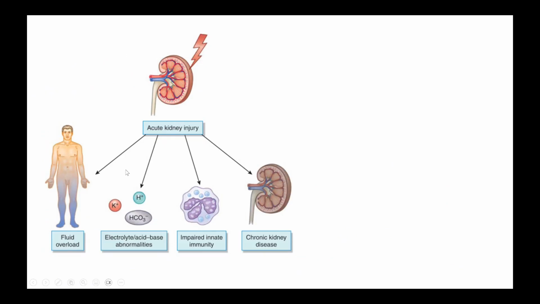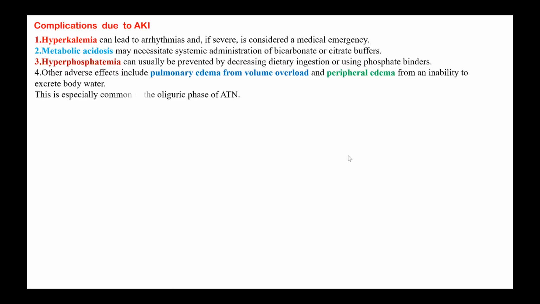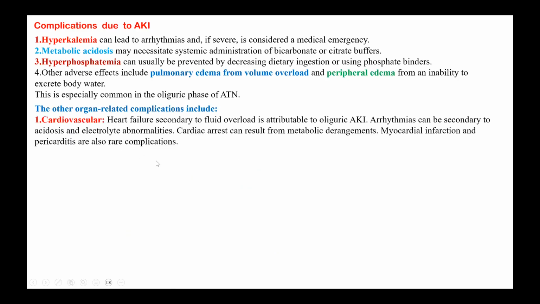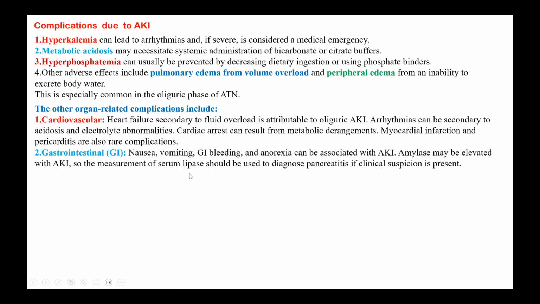So these are the changes that will happen: fluid overload, electrolyte imbalance, impaired immunity, and it may ultimately go on to chronic kidney disease. These are the various presentations of AKI. Complications are the same as mentioned: hyperkalemia, acidosis, hyperphosphatemia, and other organ related complications. In the cardiovascular system, there may be fluid overload causing heart failure, which may be the cause of AKI, or it can happen secondarily because of AKI due to fluid overload also.